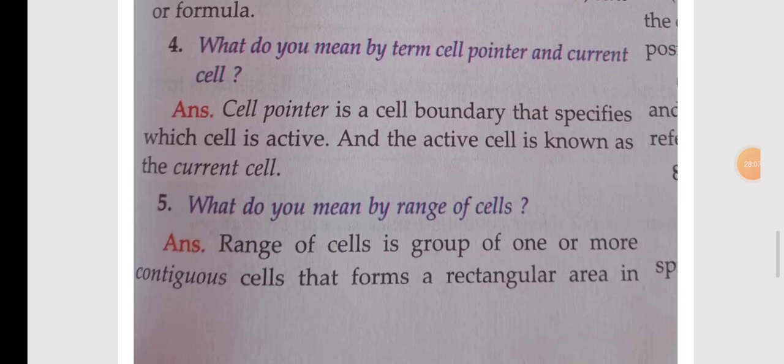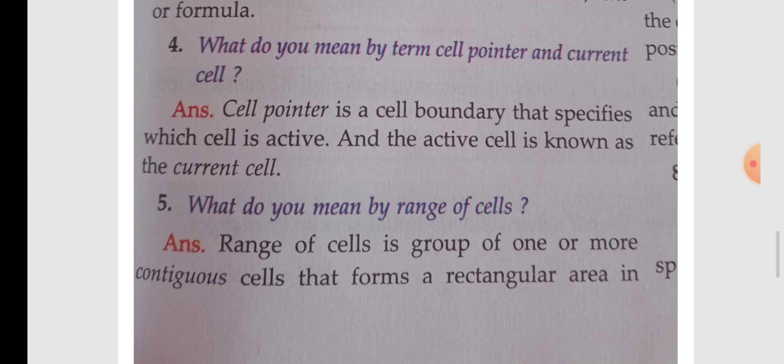Our next question is, what do you mean by the term cell pointer and current cell? The cell pointer is a cell boundary that specifies which cell is active, and the active cell is known as the current cell.